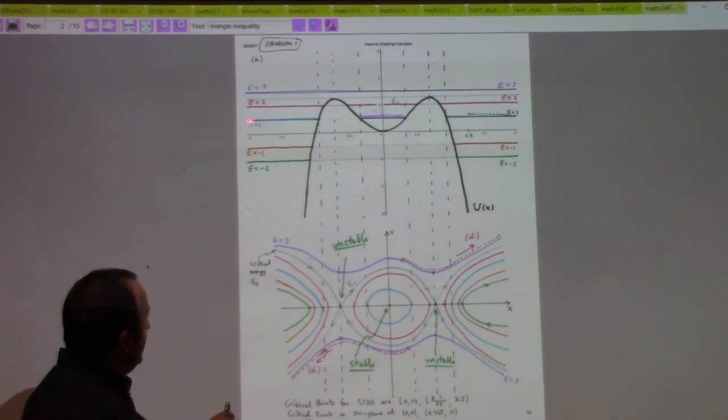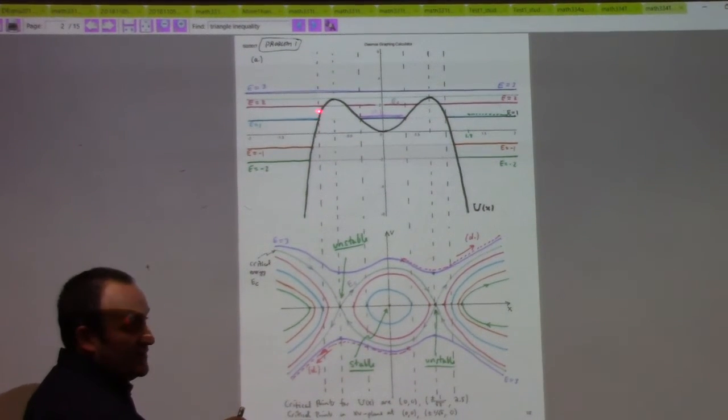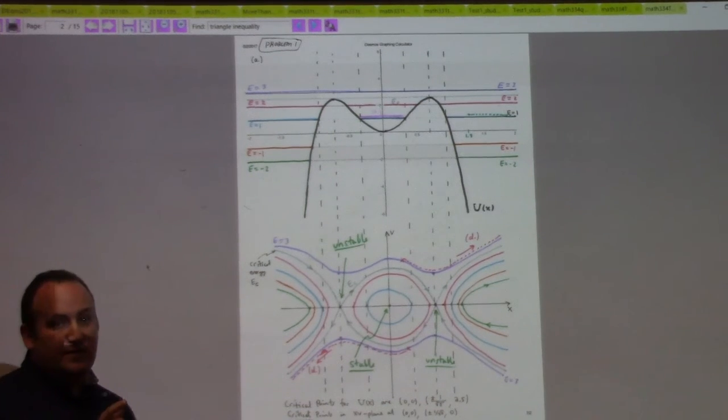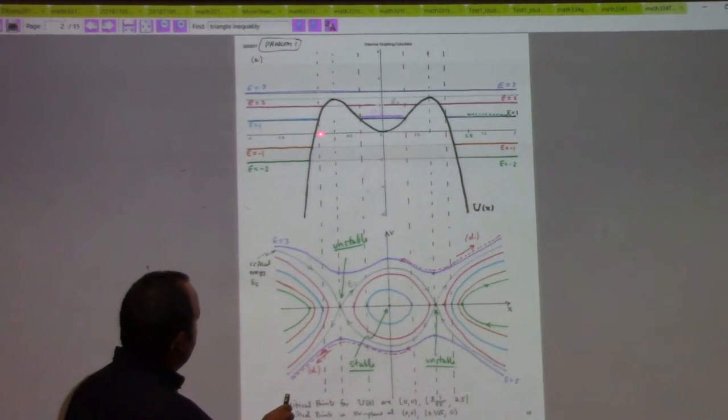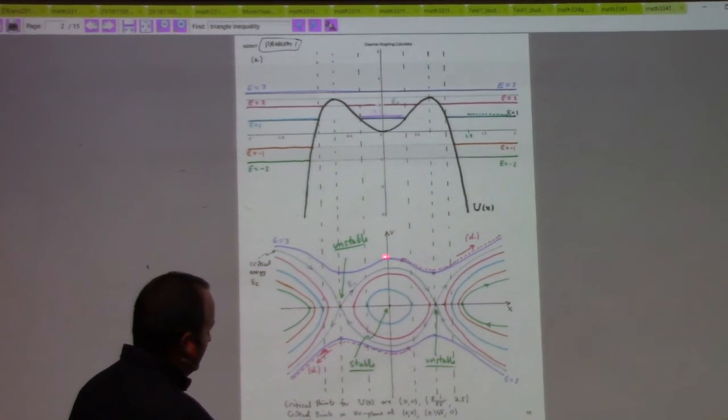Where the energy level meets the potential energy, that means what? If energy is equal to potential energy, that means the kinetic energy is 0. Kinetic energy being 0 means the velocity is 0. That's why these intersection points should properly match up with the velocity being 0 down here. See, this is the velocity. So velocity 0 means that the kinetic energy is 0. Kinetic energy 0 as any of these things cross the x-axis, right?